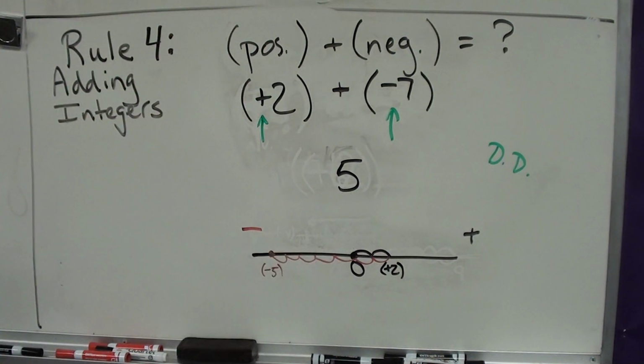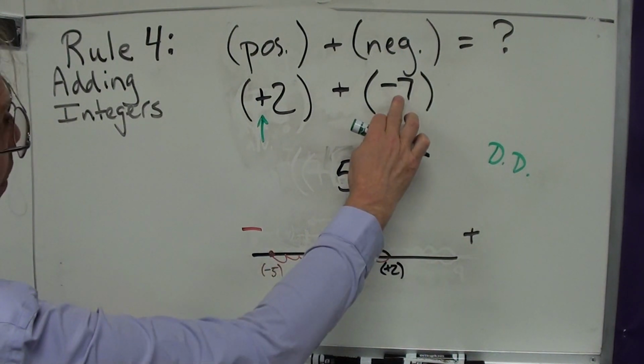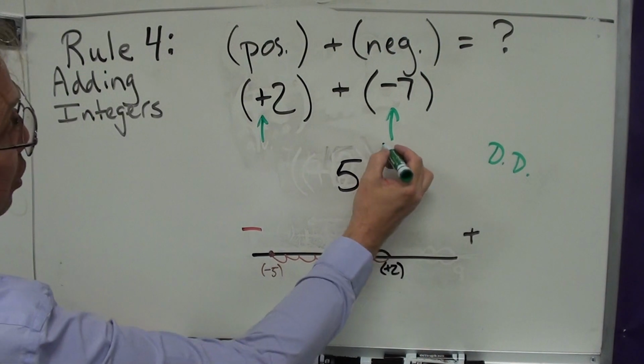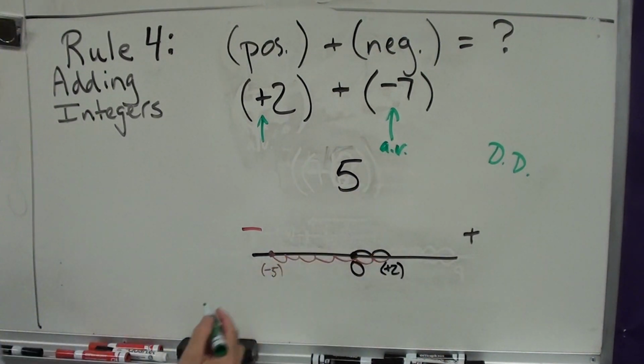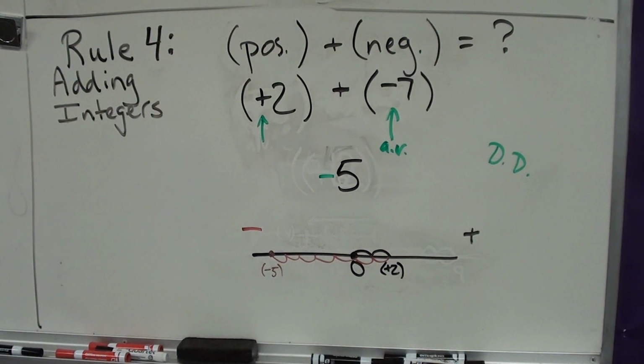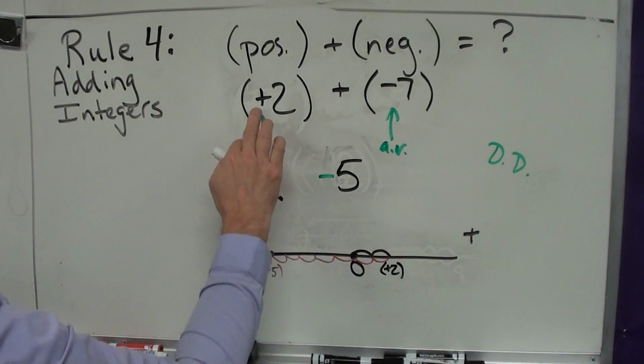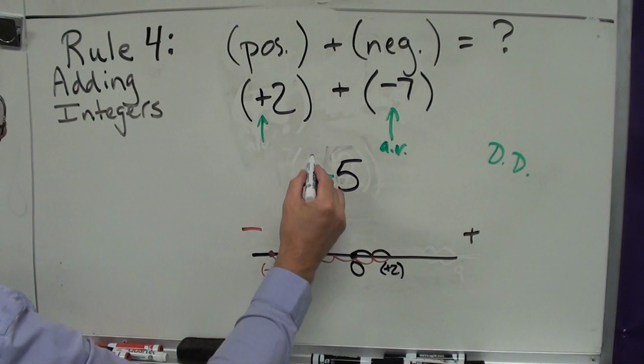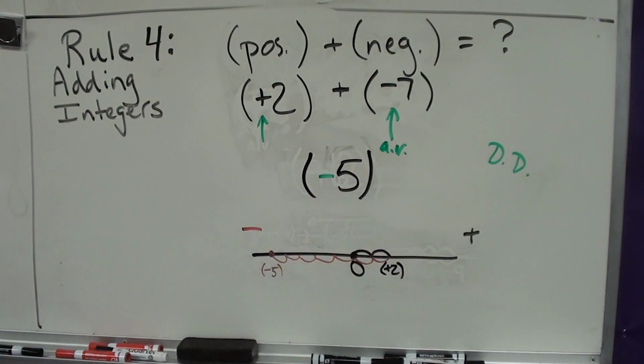So that 5, because the negative had a larger absolute value, is going to be negative 5. So my answer in this case, positive 2 plus negative 7, is negative 5. That is the addition of integers.